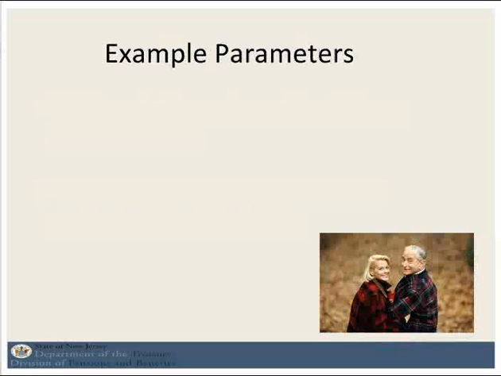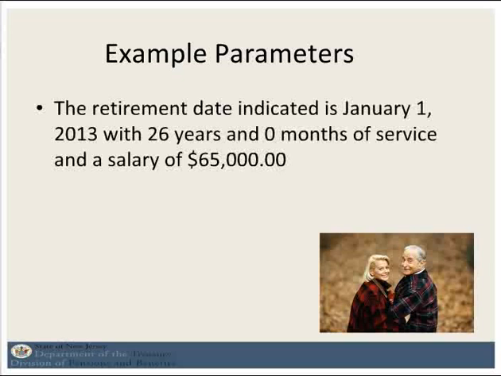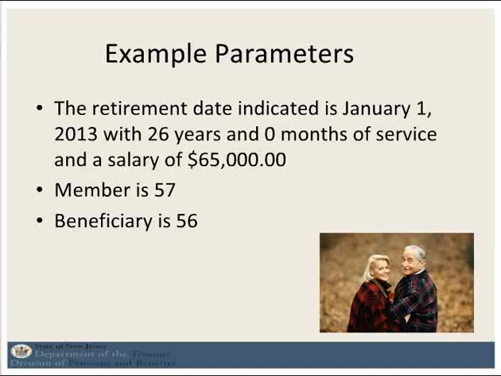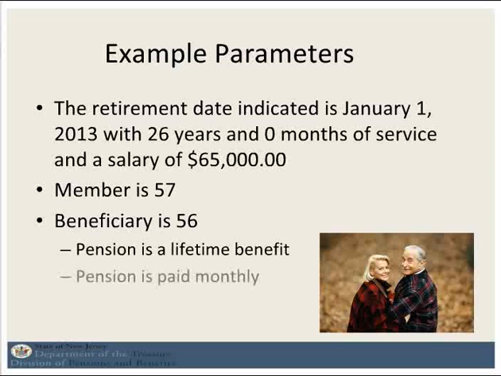For the purposes of this presentation, we have prepared an estimate using the following parameters: a retirement date of January 1st, 2013, a member with 26 years of service, and a final average salary of $65,000. Our member is age 57. Our beneficiary is age 56. Keep in mind that for the member, this is a lifetime benefit, and the pension will be paid out on a monthly basis.